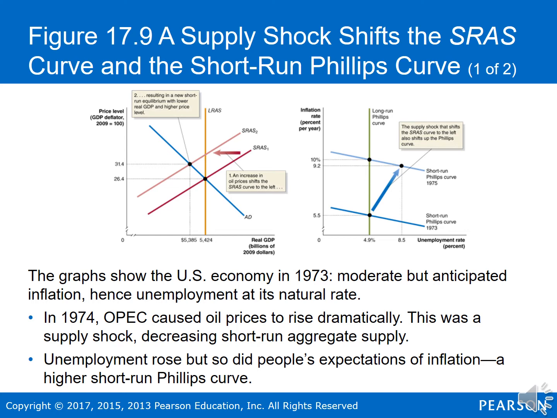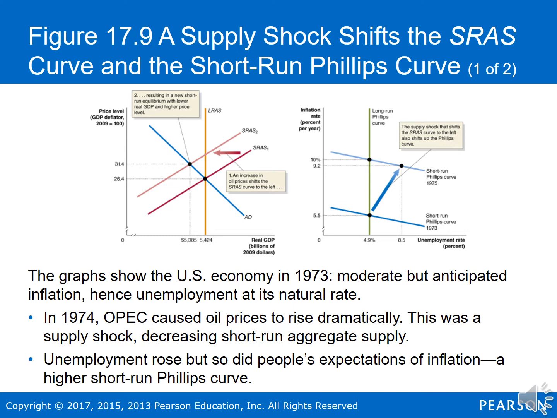In 1974, OPEC reduces the supply of oil and it causes the price to rise dramatically. This is what's known as a supply shock, what we talked about in earlier chapters. So what it does is decrease the short-run aggregate supply curve, so it's going to shift that to the left. What we see is the price level increasing because the price of inputs for all these goods are increasing, and real GDP is going to fall because there's fewer goods being produced.